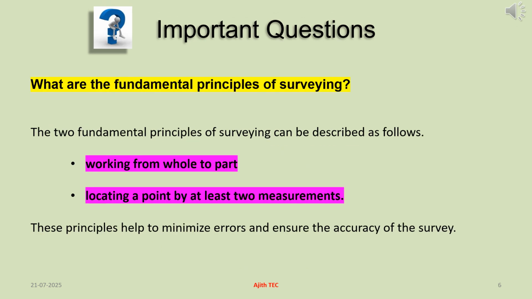What are the fundamental principles of surveying? The two fundamental principles of surveying can be described as follows: working from whole to part, and locating a point by at least two measurements. These principles help to minimize errors and ensure the accuracy of the survey.